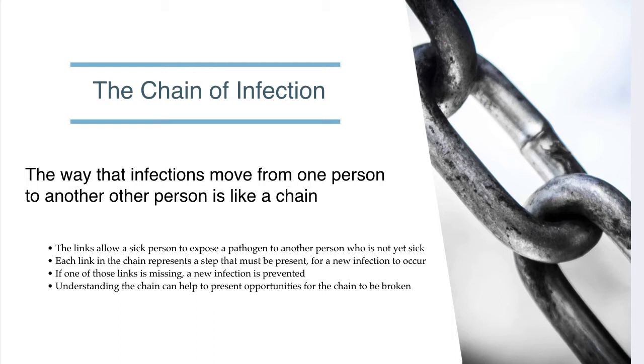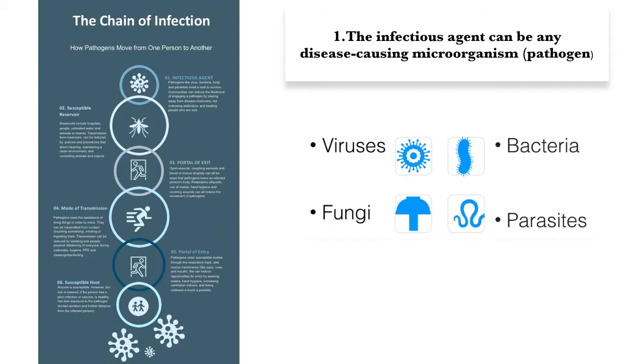And in epidemiology, we like to think of infection moving from one person to another in the metaphor of a chain, and all the links in the chain are all the things that need to happen in order for an infection to move from one person to another. So we also like to think of how we can break any of those links in the chain in order to stop an infection from moving from one person to another. So if any of these links that we're going to be talking about is missing, then we can actually prevent a new infection. So understanding the chain helps to prevent opportunities for that transmission to occur and increases our chances of breaking the chain.